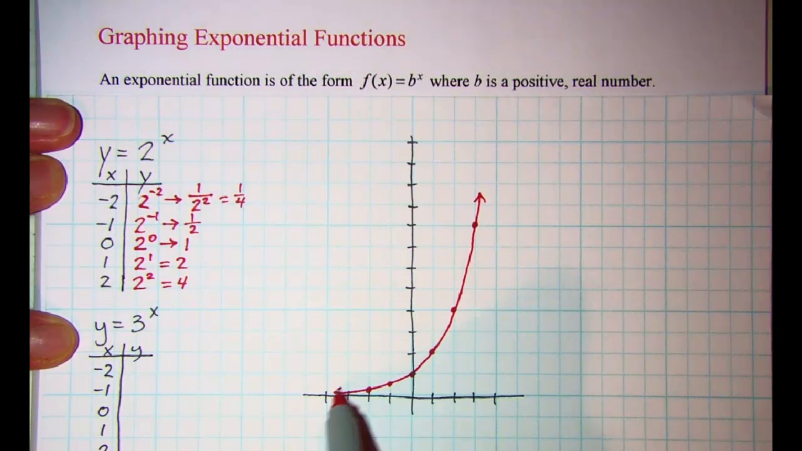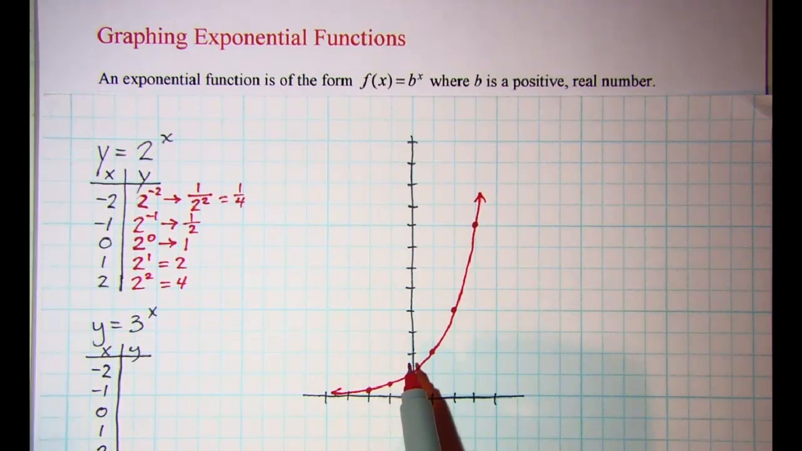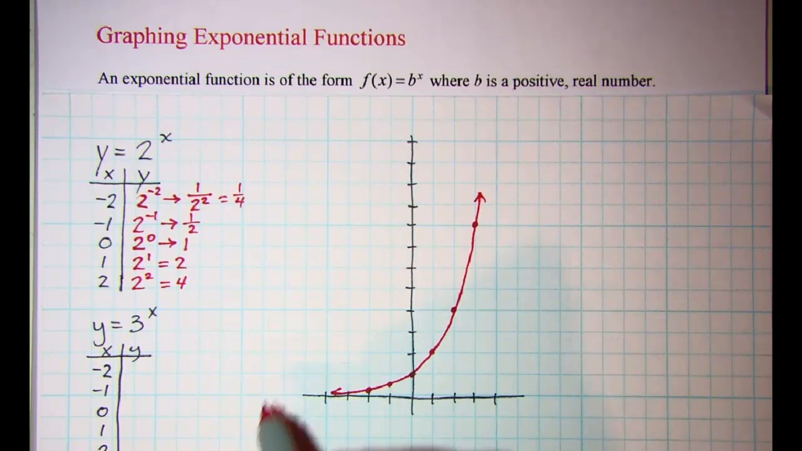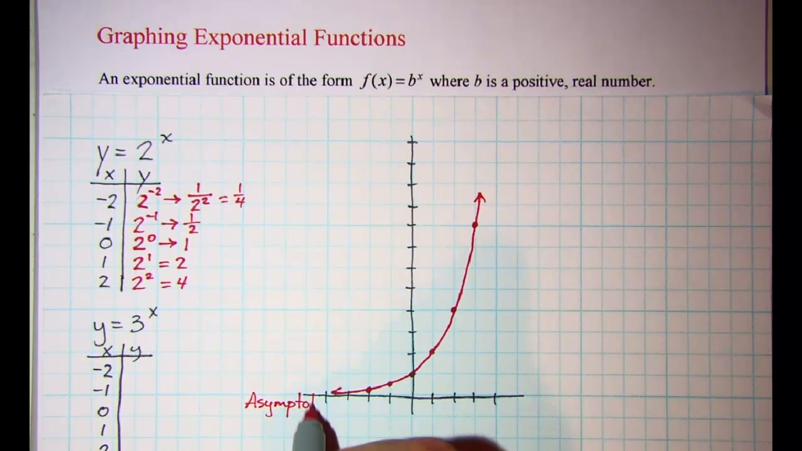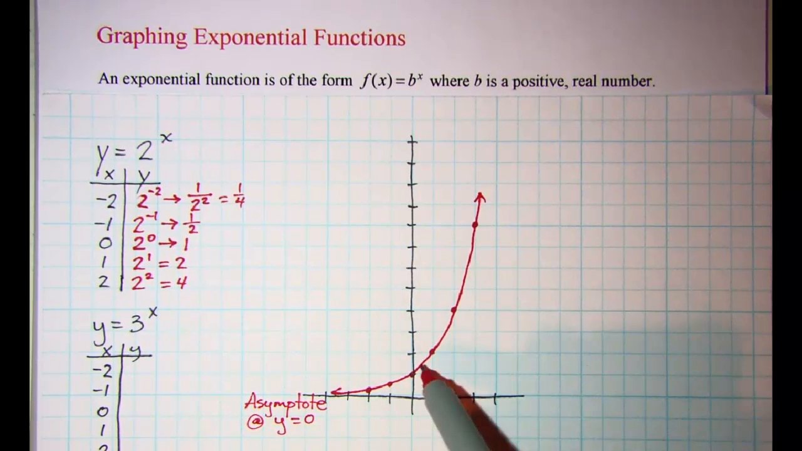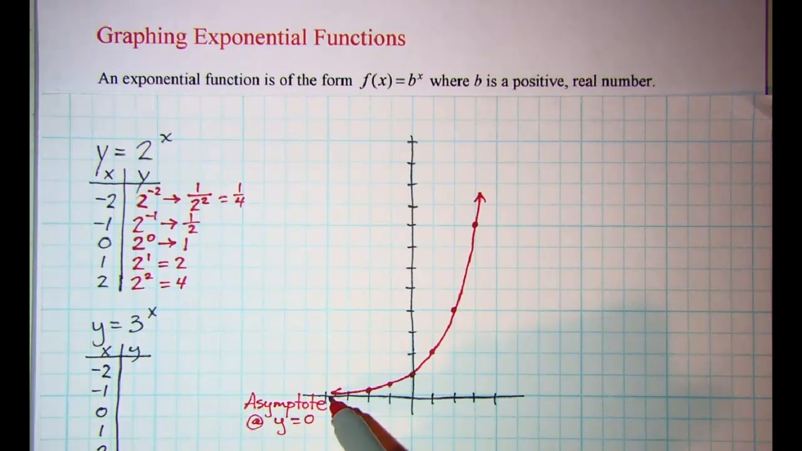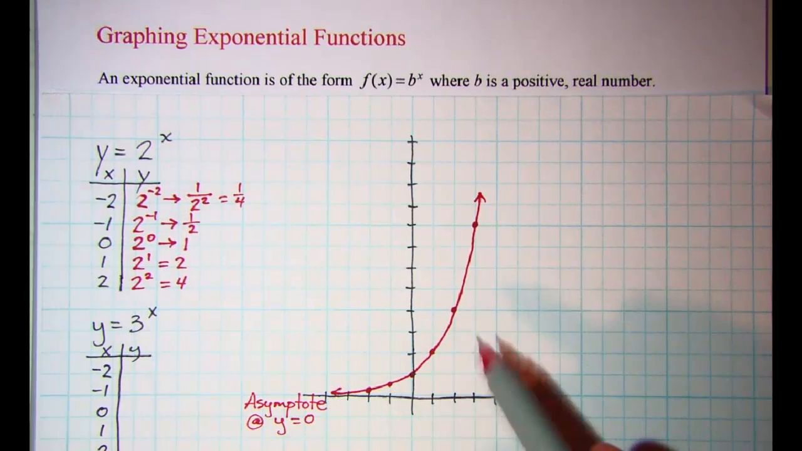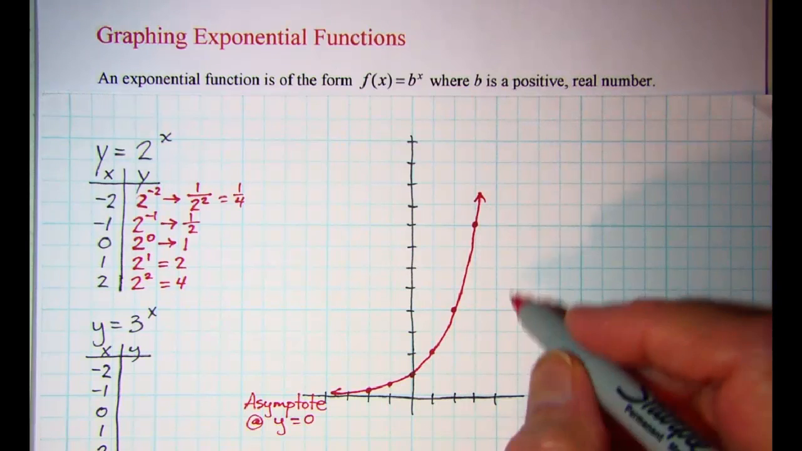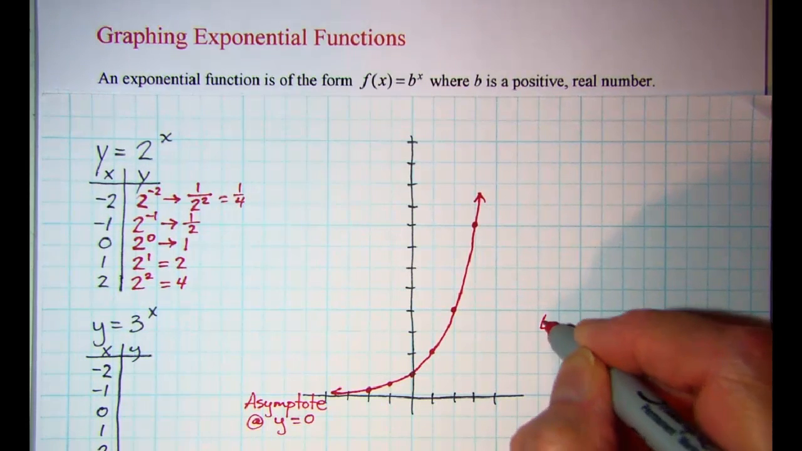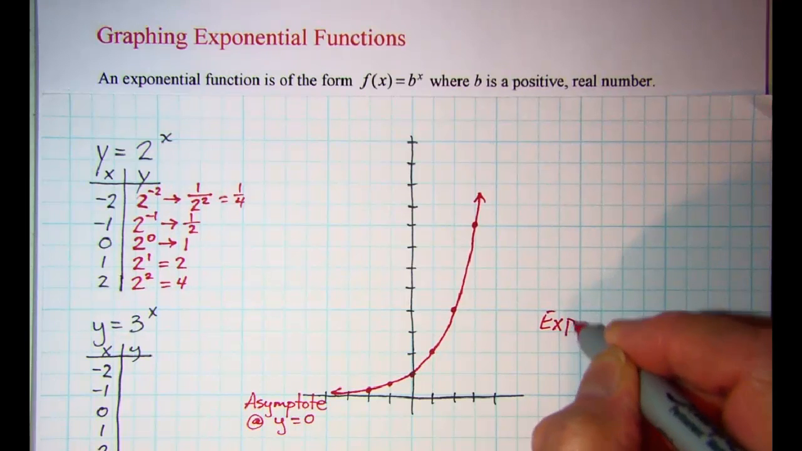So we can see that our graph of our function has an asymptote at y equals 0. This is never going to hit the x-axis. And we can also see that it increases rapidly. This is an exponential growth curve.